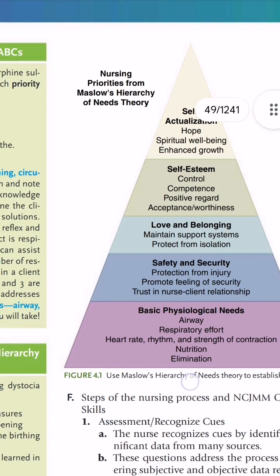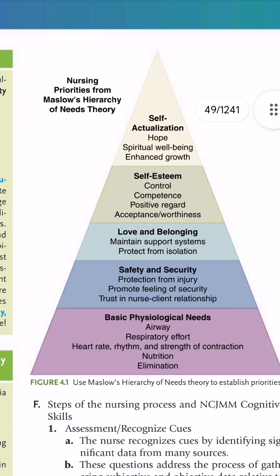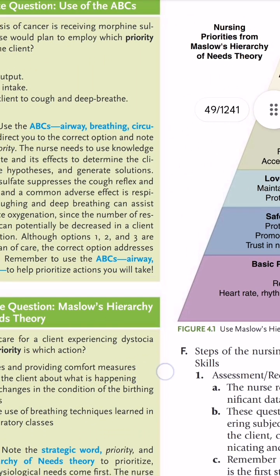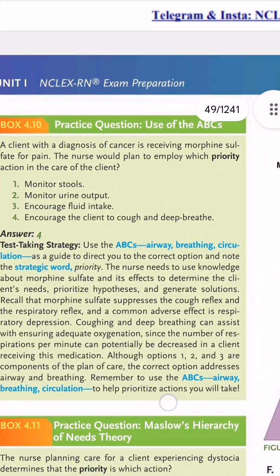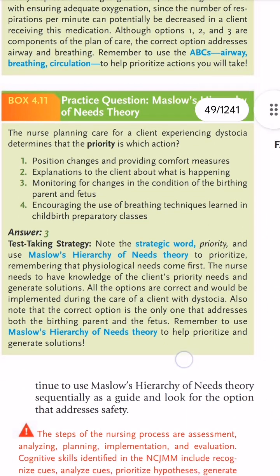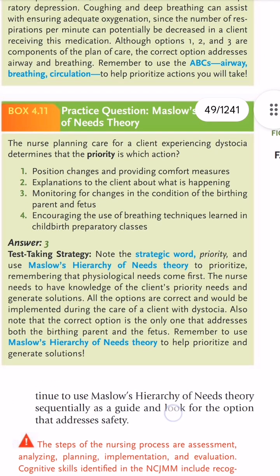Let's go to the physiological needs. As I described, there is also contraction. You can see the airway, respiratory effort, heart rate, rhythm, strength of contraction, nutrition, and elimination. These all are the physiologic needs. Let's go to the question about Maslow's.